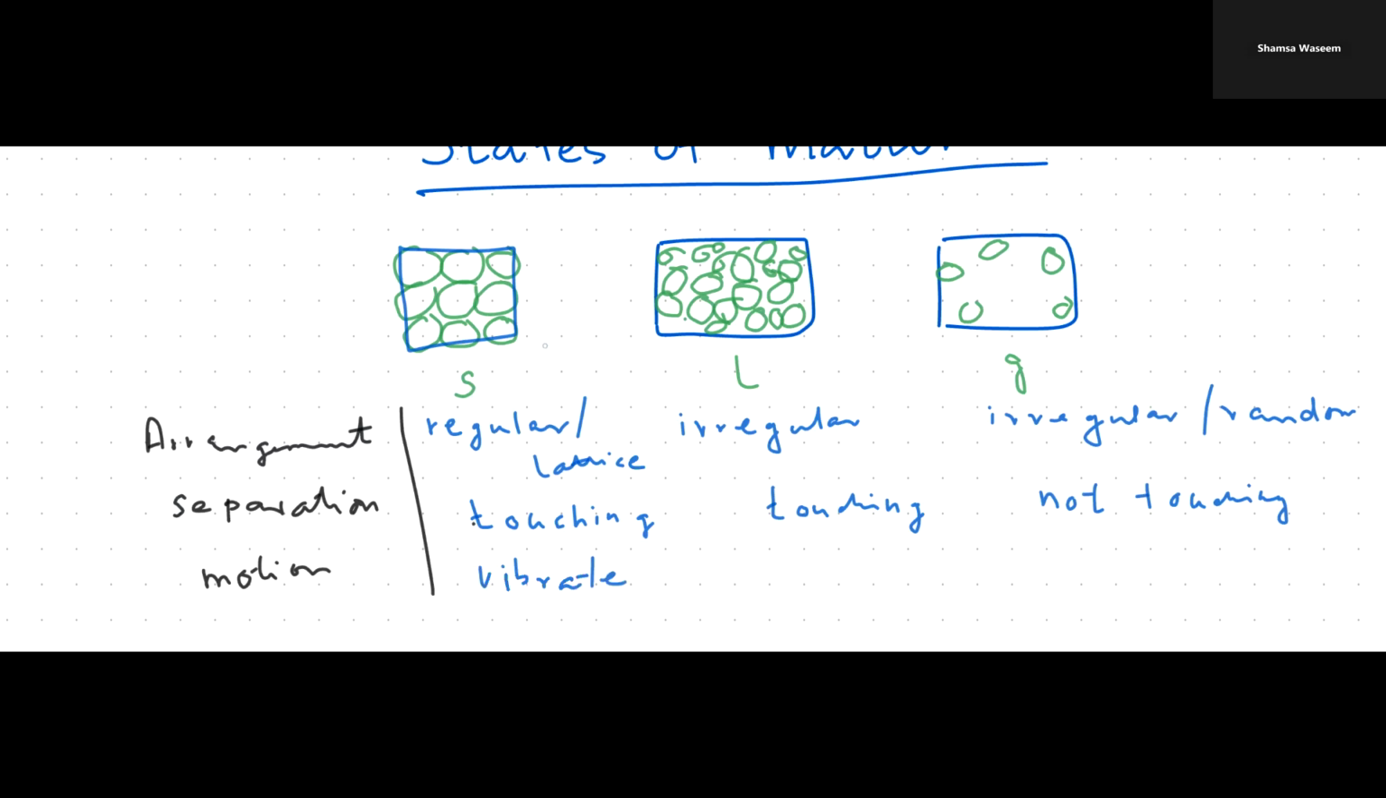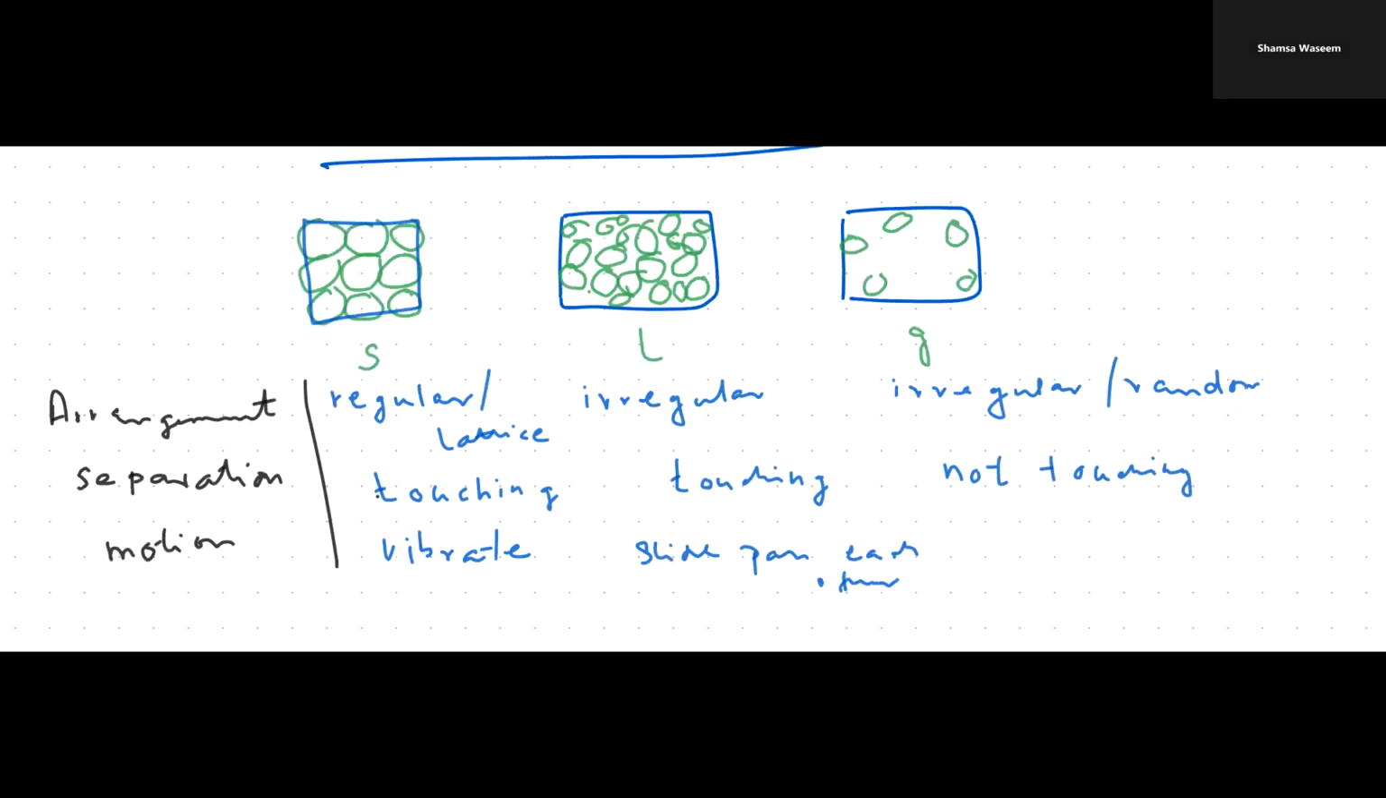In liquids, there is some space between the particles. So you can say that in liquids, the particles slide past each other. And in gases, because of the very large spaces, the particles are far from each other, with weak force of attraction. So you can say that the particles move randomly, here and there, they can just move freely. So these are the three things that you should know: arrangement, separation, and motion of the particles.